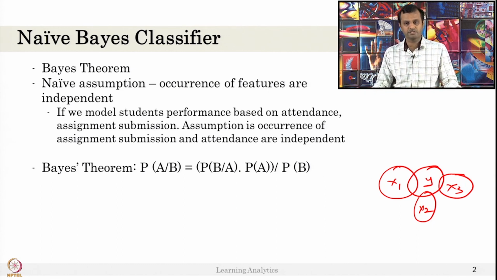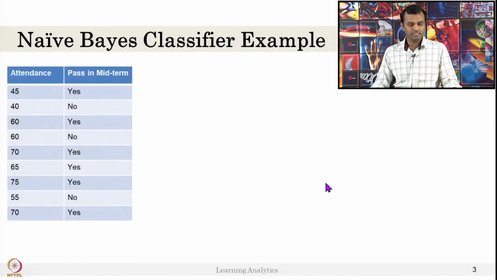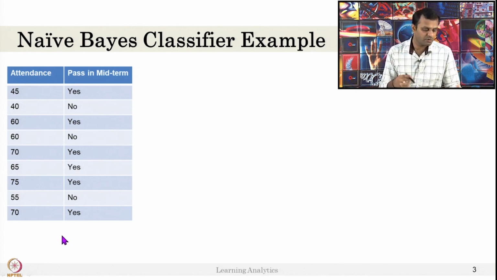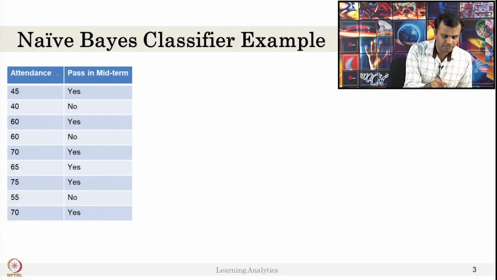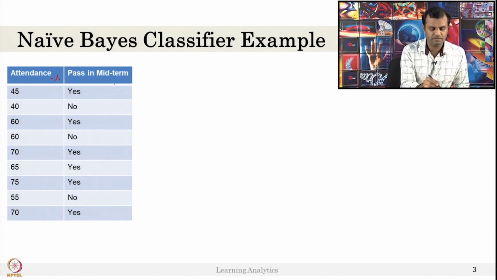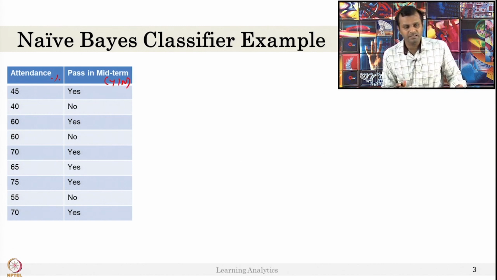So, simple Bayes theorem is this, you remember that from the last video. Let us see how the naive Bayes classifier can be used. This is a simple example I created. Attendance in percentage and whether you pass the midterm are given, so yes or no, you pass the exam or not.